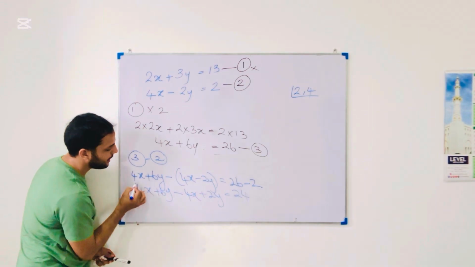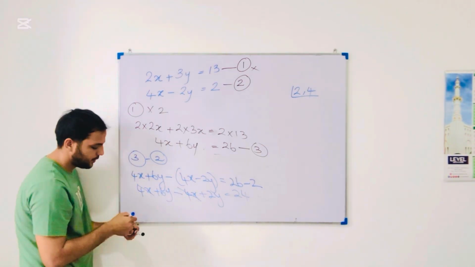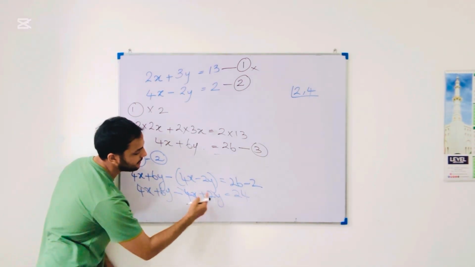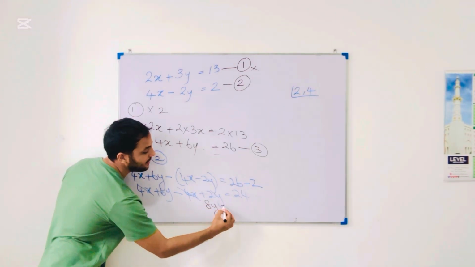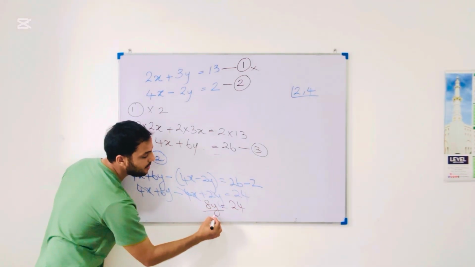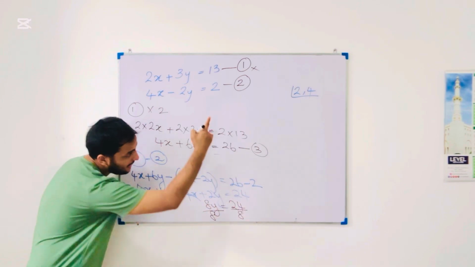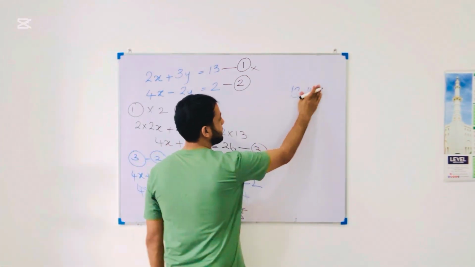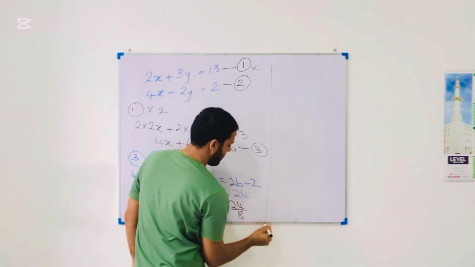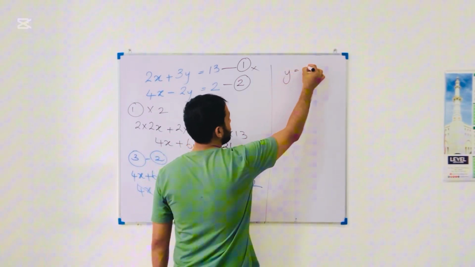Now you can see here plus 4x minus 4x, you can cancel it off. So what will remain? 6 plus 2, that is 8y, equal to 24. Now divide both sides by 8. I'll write the next part on this side. So you will end up with y equal to 3.